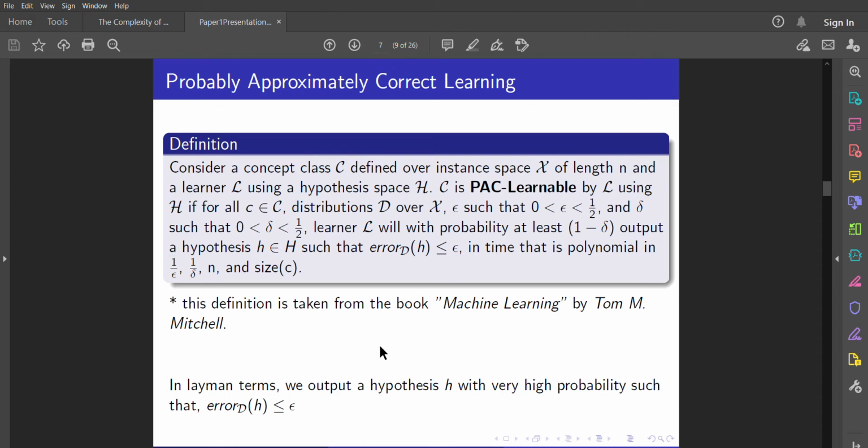Next, we shall formally define PAC learning. So, consider a concept class C defined over instance space X of length n and a learner L using hypothesis space H. C is PAC learnable by L using H if for all c belonging to the concept class, distributions D over X, and epsilon such that it lies between 0 and 1/2 and delta such that it lies between 0 and 1/2, learner L, with probability at least 1 minus delta, outputs a hypothesis from the hypothesis space such that its error is at most epsilon. And it does that in time that is polynomial in 1/epsilon, 1/delta, n and size(c). In layman's terms, we output a hypothesis h with very high probability such that the error of this hypothesis is at most epsilon.